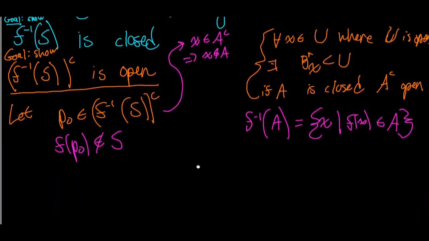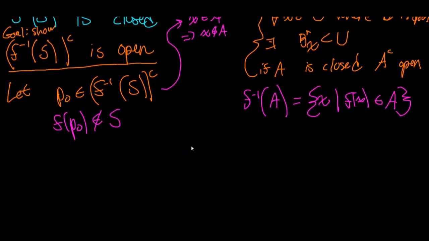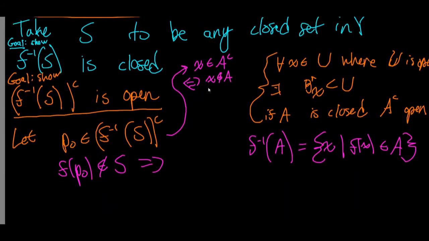Okay, so that's really nice for us. Because f of p naught is not in S, this implies by definition of a complement, and this implication actually goes both ways: x is in the complement of a set A if and only if x is not in A. So if x is not in A, then that also implies that x is in the complement of A.